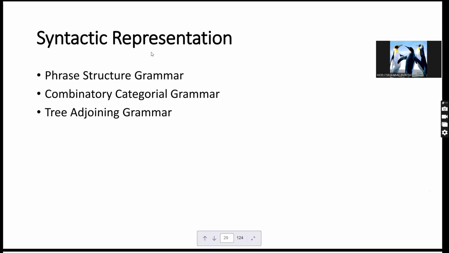So next is the syntactic representation of the text. It contains phrase structure grammars, combinatory categorial grammar, and tree-adjoining grammar. So this we will cover in our next class. Okay, thank you.